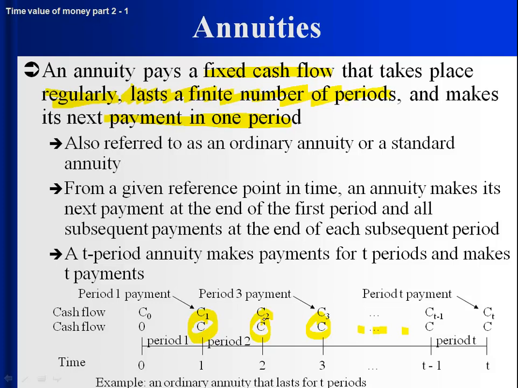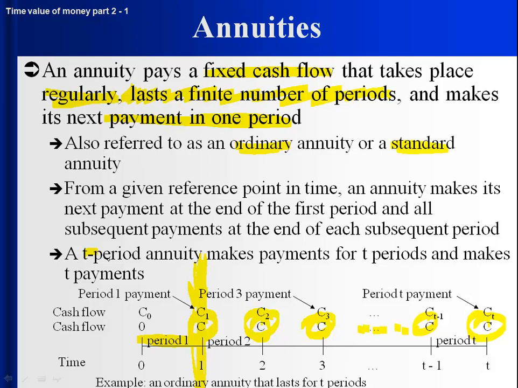So you get first payment, second, third, all the way out to the last payment. Often called an ordinary annuity or a standard annuity. And again, one of the ways we think about it is, okay, here we have the first period. There's a payment for that period. We think of it as happening at the end, but what's important is that it's in one period. That's the thinking, but the thing that's really important is that the first payment's in one period.